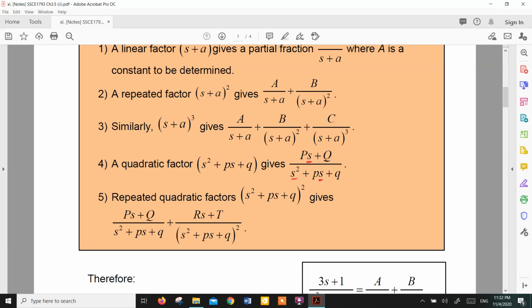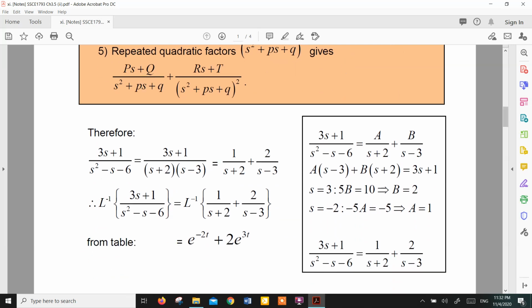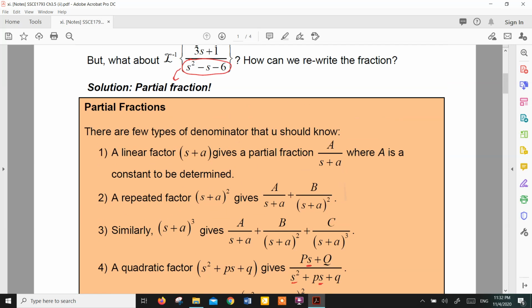Try to Google it or watch videos on YouTube. By doing that, you can understand the partial fraction better. So we go back to the question just now.